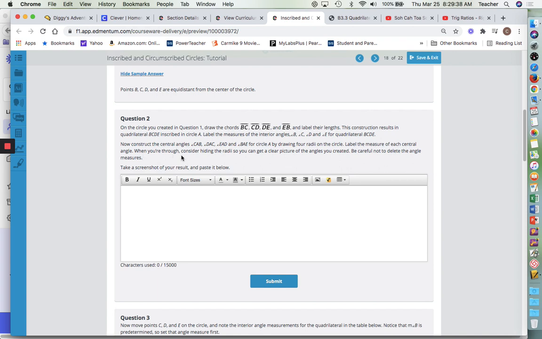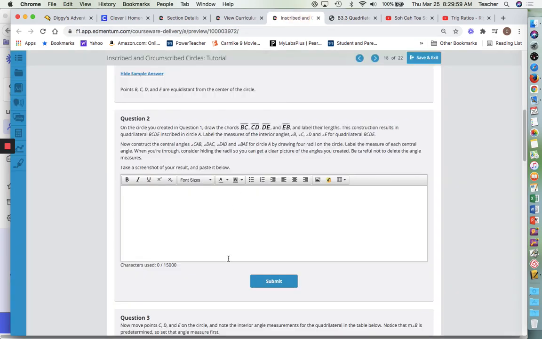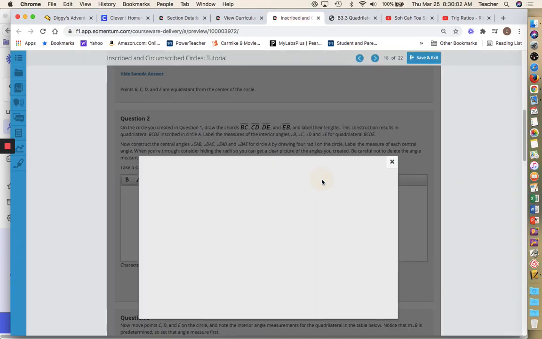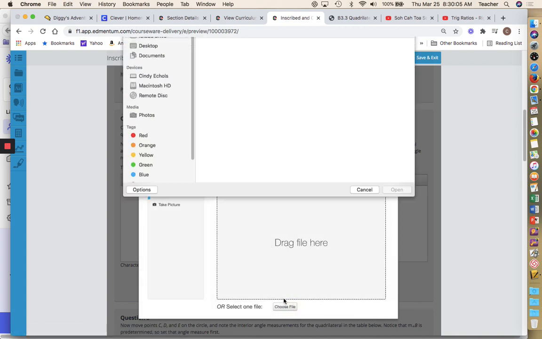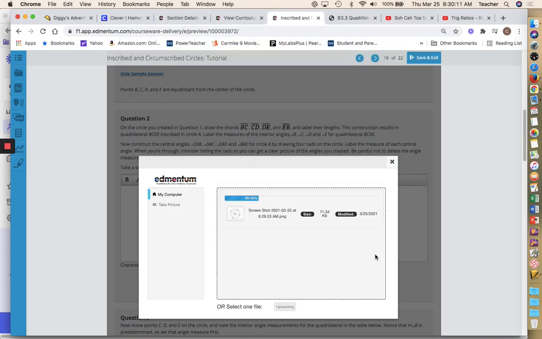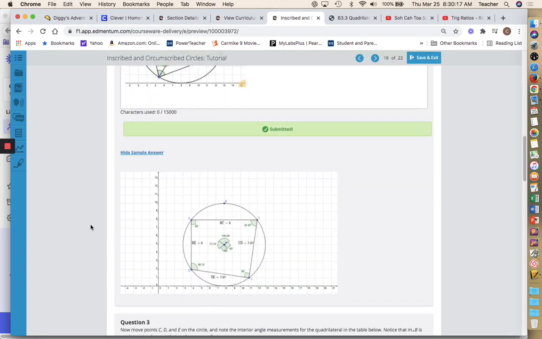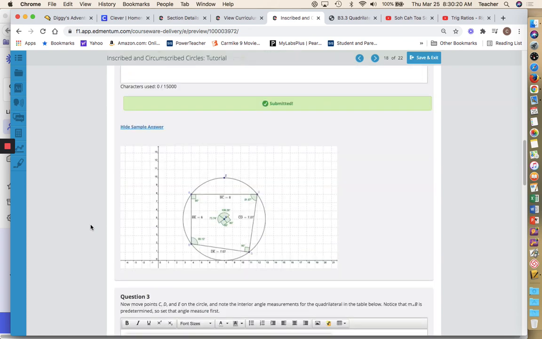Label and measure the central angles you discovered. Be careful not to delete the angle measures. If you're through, consider hiding the radii so you get a clear picture of the angles you created. Take a screenshot and paste it below. Okay. All right, so let me come to insert image. Come on to my desktop. All right, I'm going to hit submit. All right, so that's theirs, that's mine.